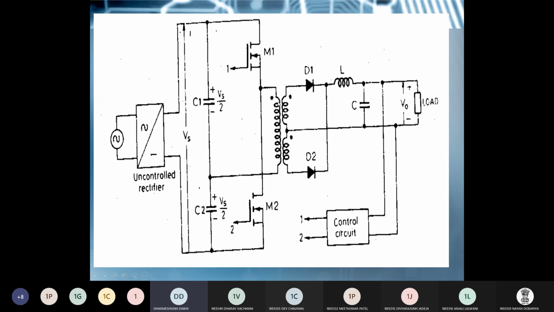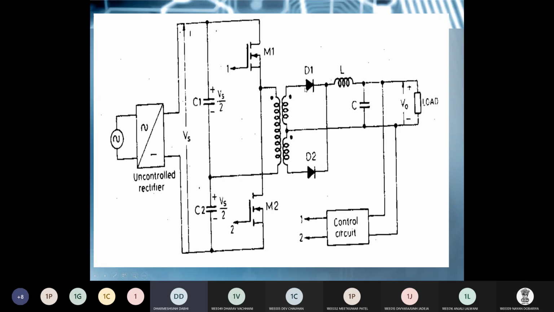So when M1 is on, voltage across the primary is Vs by 2, the voltage of this capacitor C1. So as per this polarity, it is plus minus here at the secondary side. So positive is connected with D1, so diode D1 is coming to forward bias, and D2 is in reverse bias.